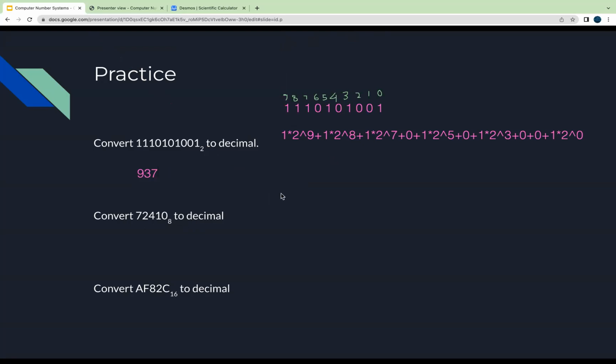For here, we do this once again. Let me see if I can make this font a little bit bigger. 7, 2, 4, 1, 0. And we'll index this again. Write out its equivalent using powers of 8.